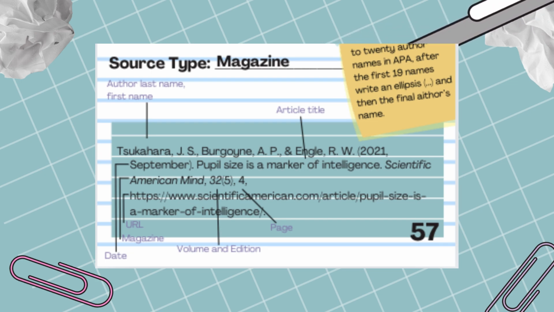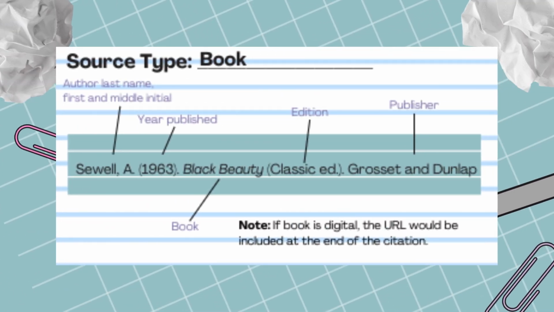For this example, I have Sukahara JS, Burgoyne AP, and Engel RW in 2021 of September. The pupil size as a marker of intelligence is the title of the article, and Scientific American Mind is the magazine. The volume is the 32nd, and the 5th edition, page 4, and the URL is included. And next I have a book citation, which is formatted in author last name, first initial, year, title of book, and publisher. If you are using a digital book, such as an ebook or a PDF found on a website, you would include that URL.